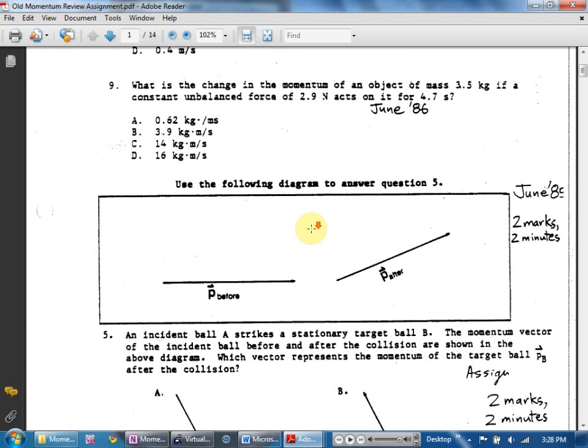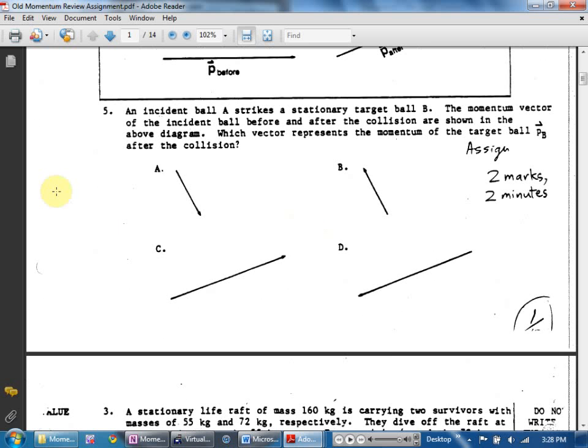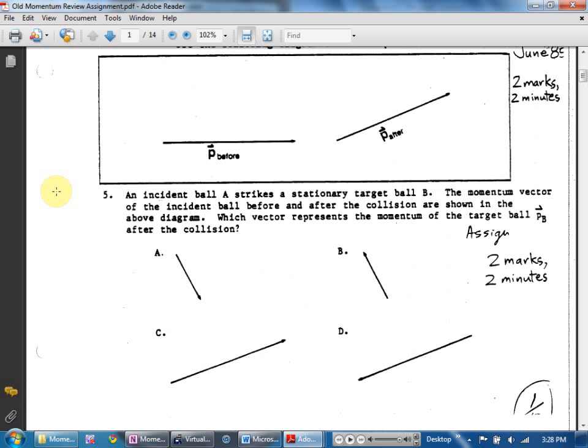Number five, an incident ball A strikes a stationary target ball B. The momentum vectors of the incident ball before and after the collision are shown in the above diagram. Which vector represents the momentum of the target ball after the collision?